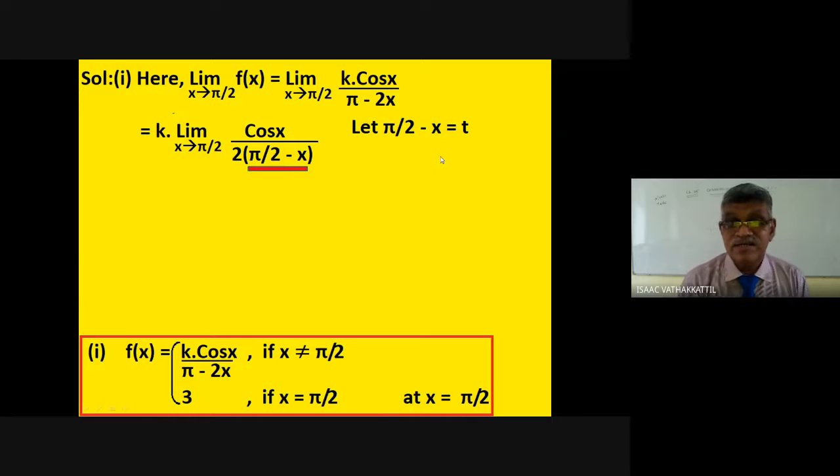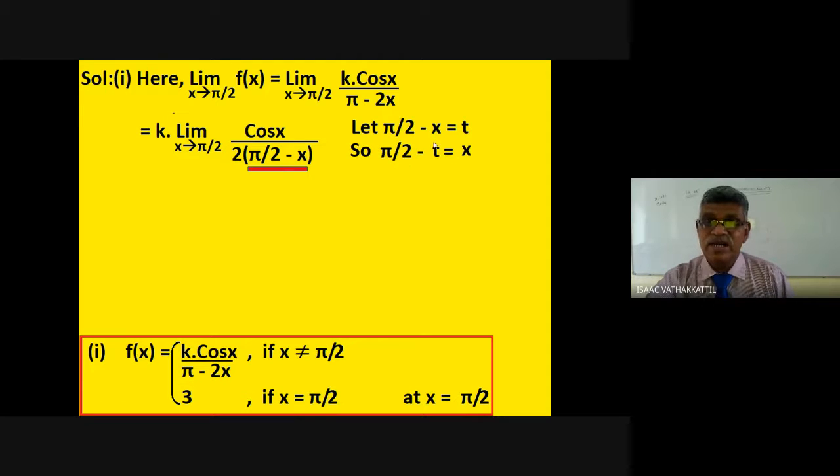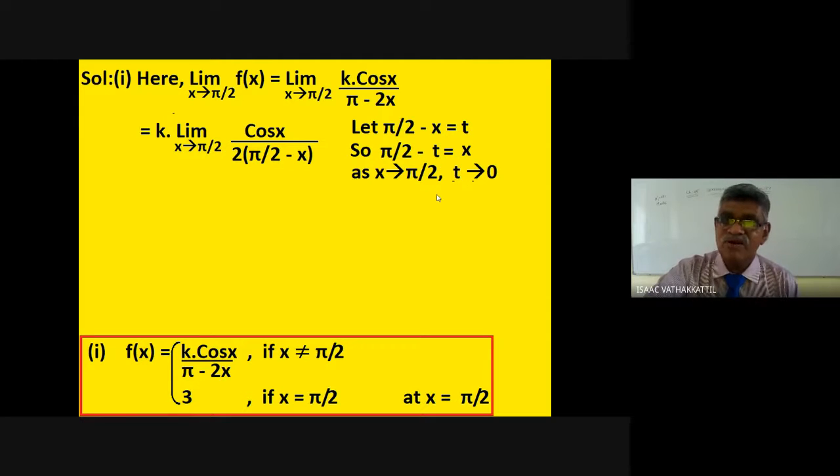T is a variable here. Instead of x, the new variable is going to be t. But what is t? Pi by 2 minus x. Now when I change the variable, I have to find what happens to the limit. When x tends to pi by 2, pi by 2 minus x equal to t. What happens to t when x tends to pi by 2? Pi by 2 minus t equal to x, so when x tends to pi by 2, t tends to 0.